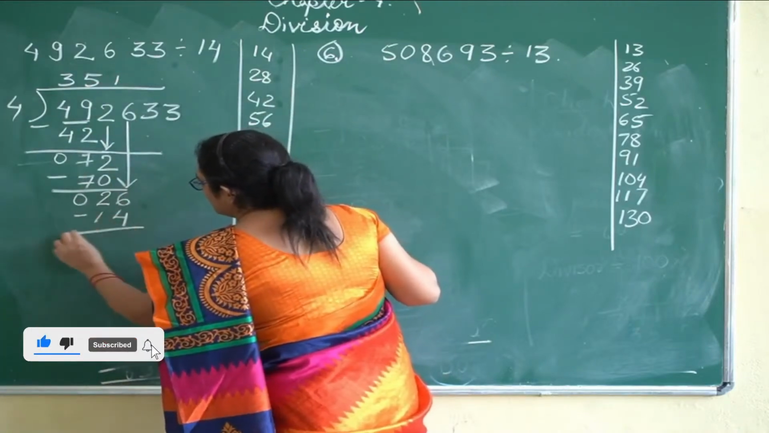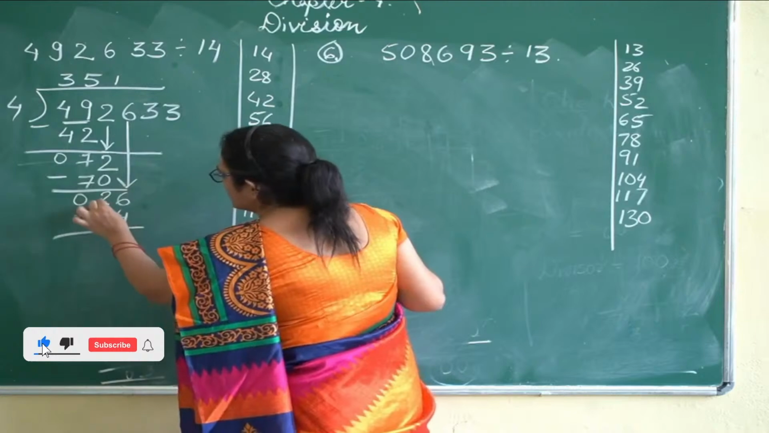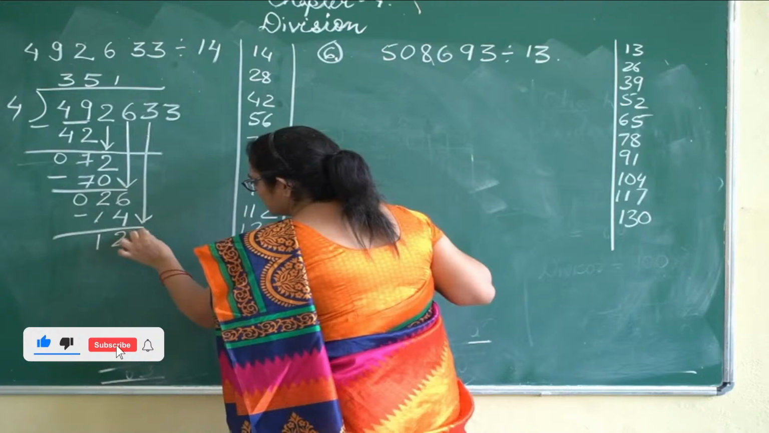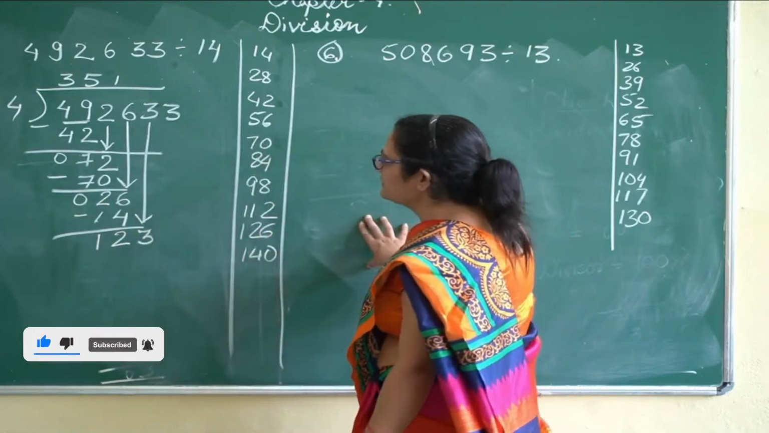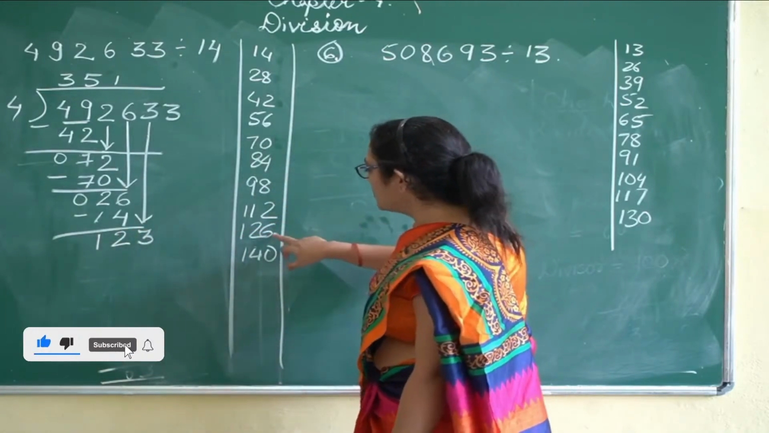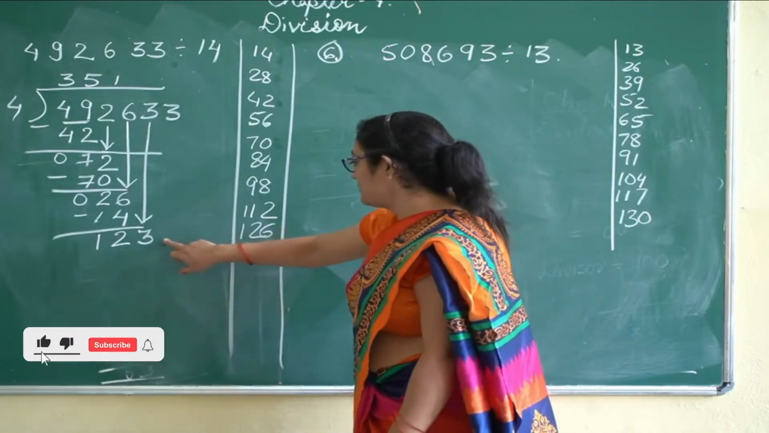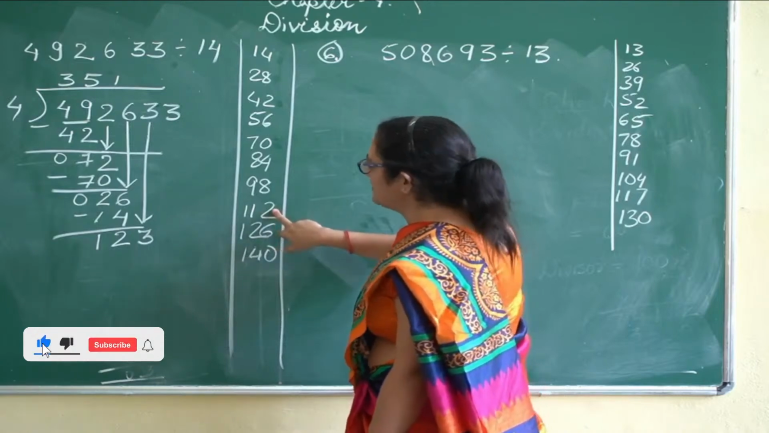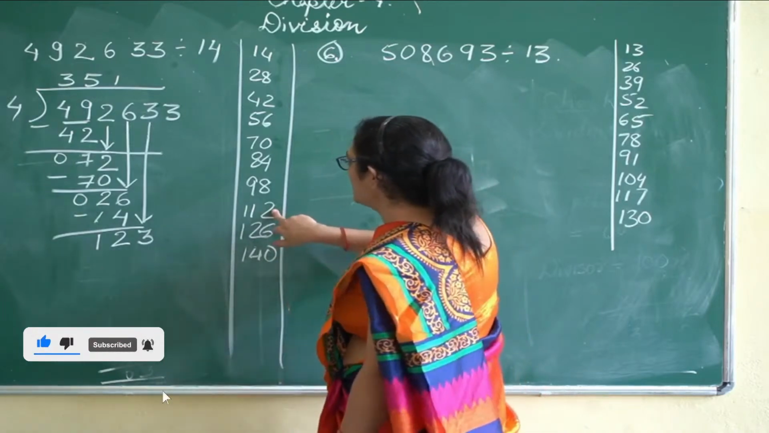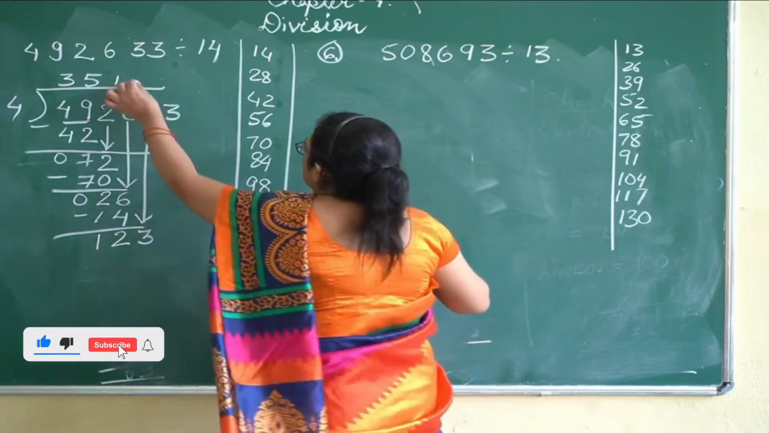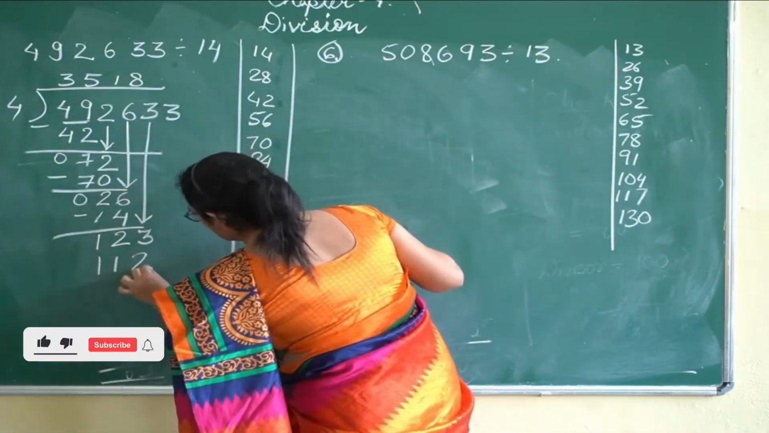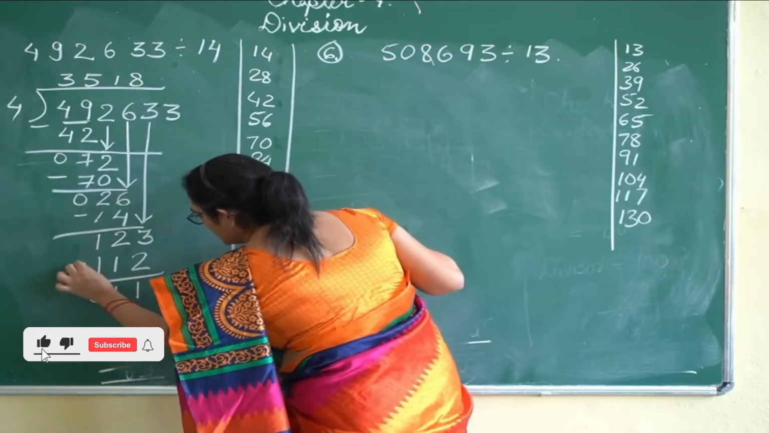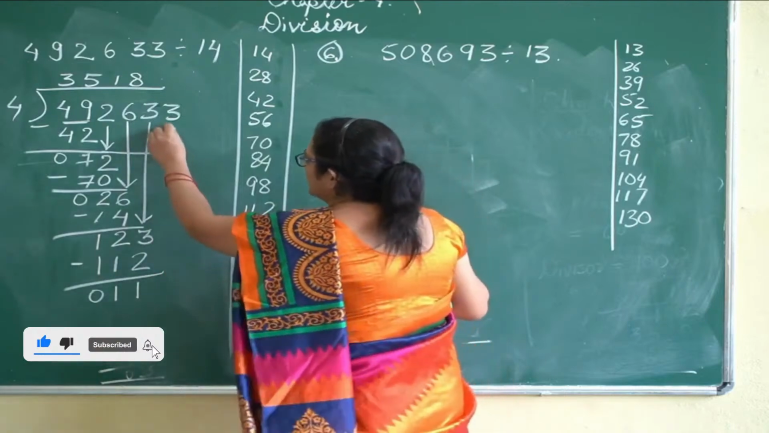Now what will we do? Subtract: 6 minus 4 is 2, 2 minus 1 is 1. What next? Bring the next number down. Now again we will see in the table of 14, does 123 come? No. 126 is greater than 123. We can't write this, but we have to write the smaller number. So the smaller number is 112. How many times? 8 times, 112. 3 minus 2 is 1, 2 minus 1 is 1, 1 minus 1 is 0. What have we done? Subtraction. We'll bring the next number down.